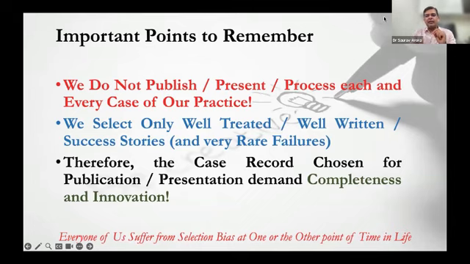If you keep on presenting the same type of cases everywhere, I'm sure after a few weeks or months, people will not call you for the discussion. Everyone needs that completeness, that innovation, the style of prescription, the potency, what better you did with that case. So that betterment should start from us.